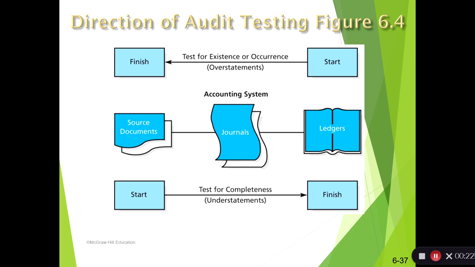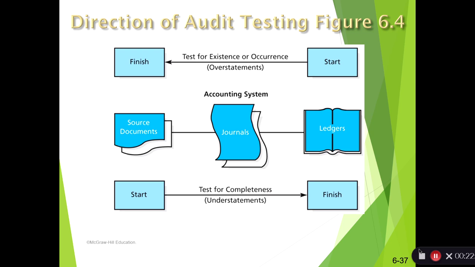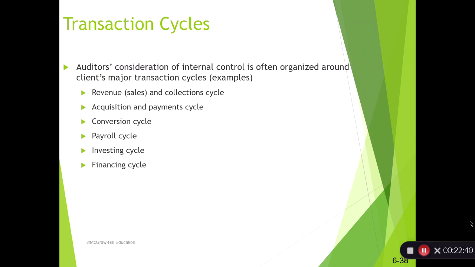Okay, so those are two different directions of testing, even though they use similar things. Both of them use ledgers and journals and source documents. The population you start with differs, and so therefore it impacts the assertion level you're actually testing. And we're going to be looking at the transaction cycles. We're going to walk through internal controls and also walk through substantive testing for each of these transaction cycles, or at least most of these transaction cycles.